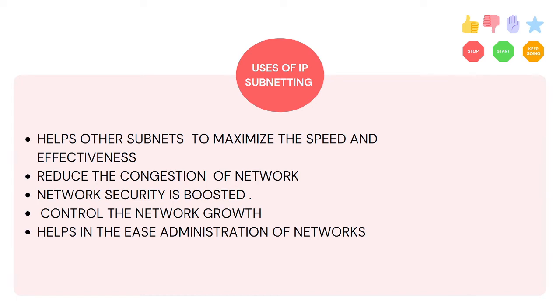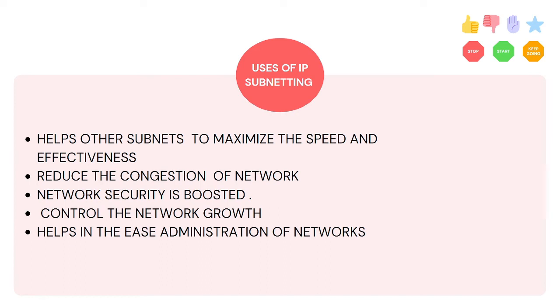So moving on to the third part of the agenda, that is uses of IP subnetting. As you can see, the first point is that it helps subnets maximize their speed and effectiveness. Subnetting ensures that the information remains in the subnetted network or broadcast domain, which allows the subnets to maximize speed and effectiveness. Sometimes broadcast packets tend to spam every device in the network, so dividing it into subnets increases the speed and effectiveness.